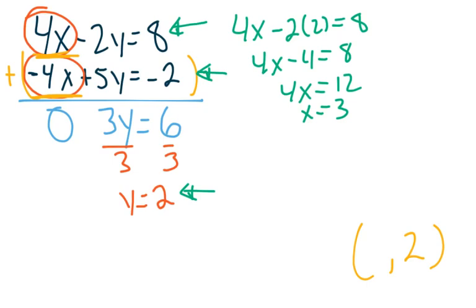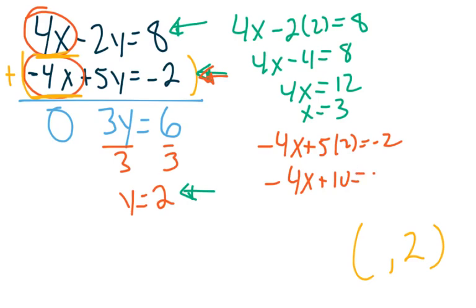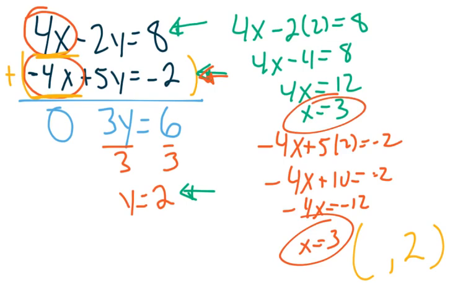Again, if we plugged it into the bottom equation, we'd still get the same thing. Negative 4x plus 5 times 2 equals negative 2. Negative 4x plus 10 equals negative 2. Negative 4x equals negative 12. x equals 3. So again, it doesn't matter which equation you plug it into, we got x equals 3. So our x term is 3. So our solution to this system of equations is 3, 2.